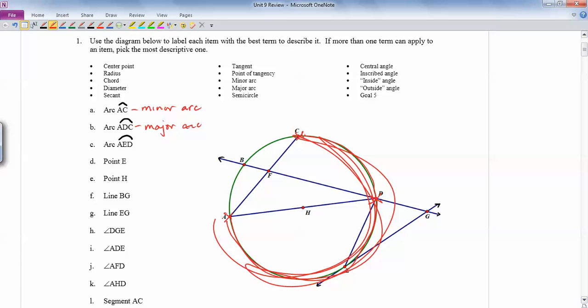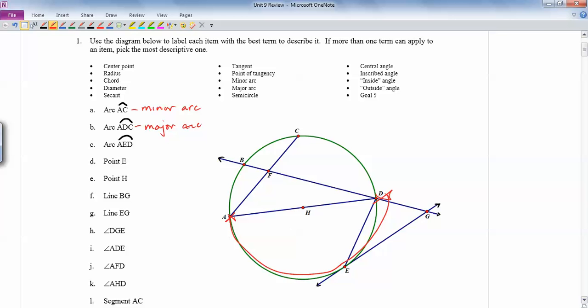And AED. If you look at A to E to D, start at A, go to E, keep going till you get to D. That's a semicircle because this is a diameter right there. So this is 180 degrees.